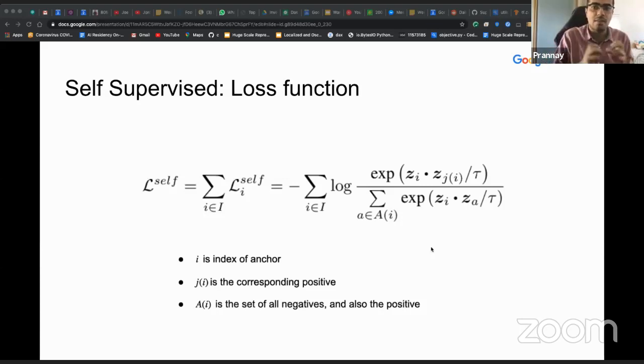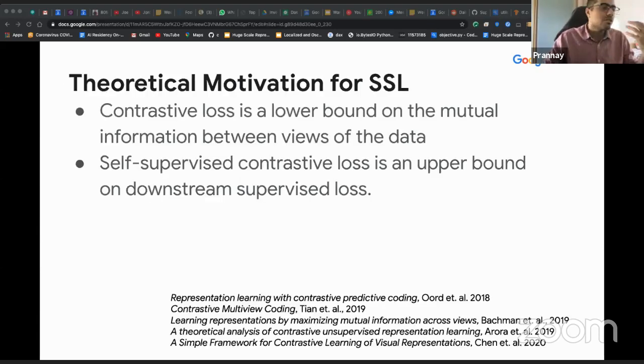So negative is any sample that is not supposed to be similar to the anchor. And a positive is a sample which is supposed to be similar to the anchor, and in self-supervised losses, that's just the single data augmentation of the given anchor, right? But why should that work, right?